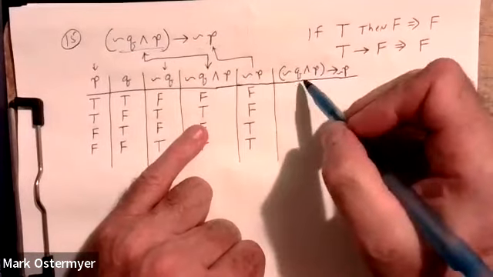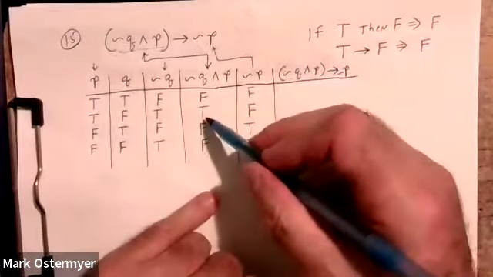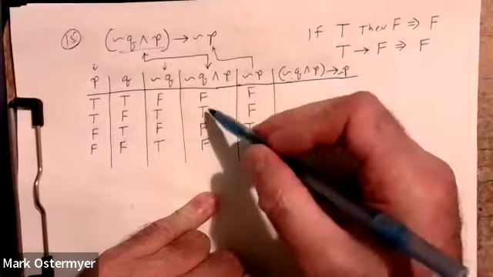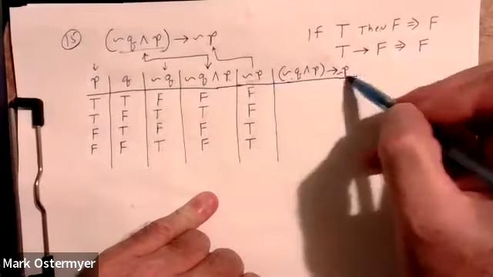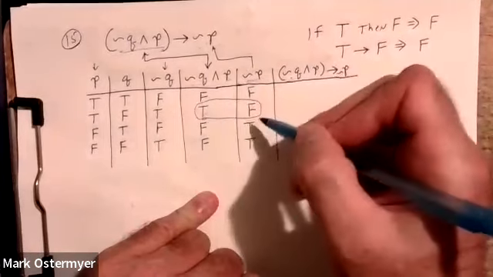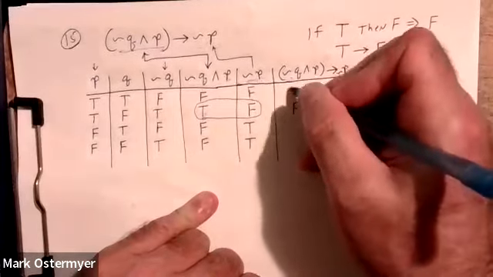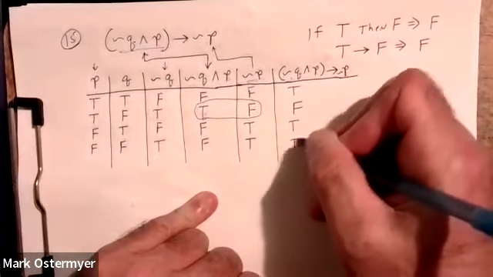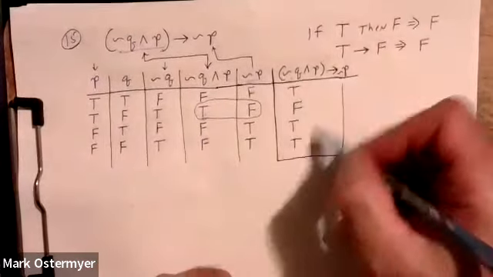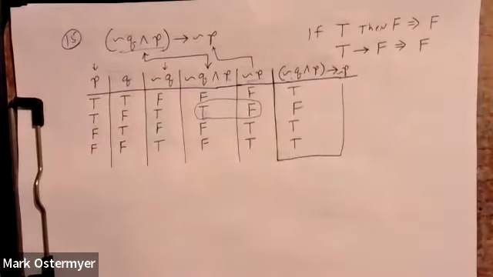All right. The only time this conditional is going to be false is if the first statement is true and the second statement is false. That's going to occur right here. The first statement is true. The second statement is false. This is the only situation for which this conditional will be false. All the other ones will have the conditional be true. And we're done. This is your answer. These are the truth values of this statement that we were being asked to evaluate. So that one's done.